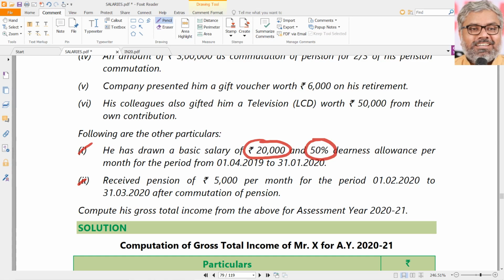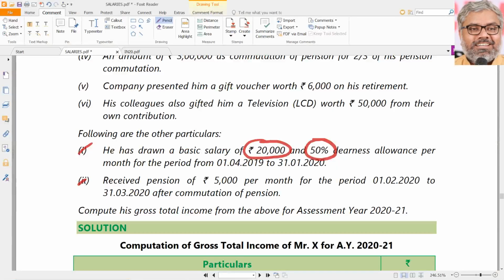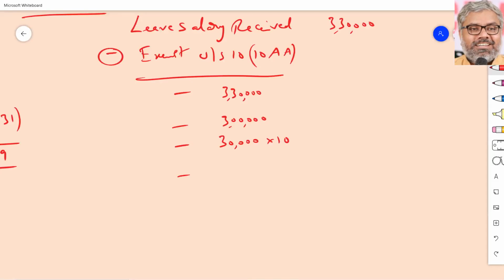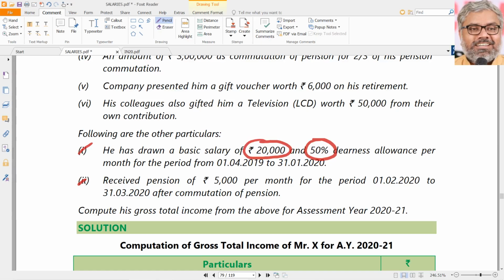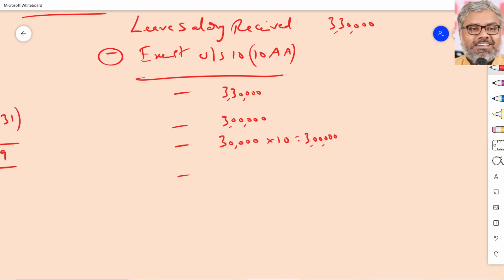Because there is no change in the salary, it's 30,000 rupees, which is 20 plus 10. That will be the average salary. Like that, 10 months average salary you have to take. So 10 months average salary is 30,000 into 10, which is again 3 lakhs. Then the last one, the number of days of leave at the credit of the employee subject to 30 days of leave for each completed year of service multiplied with average salary.